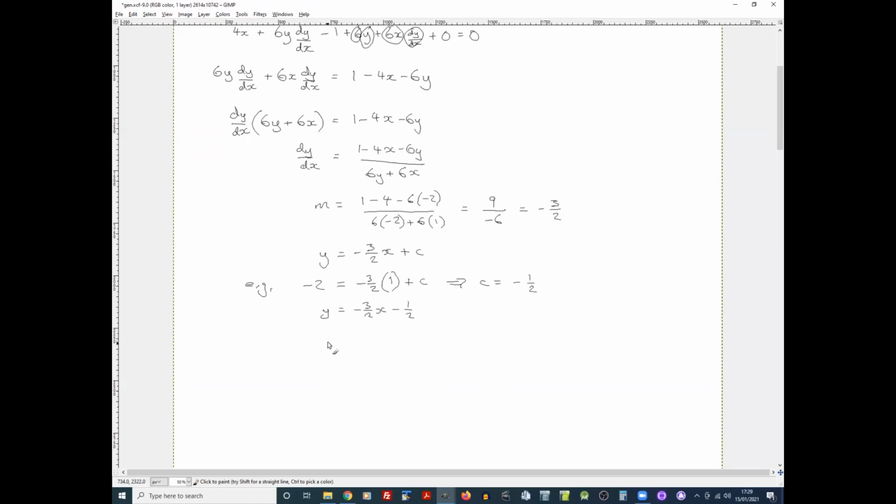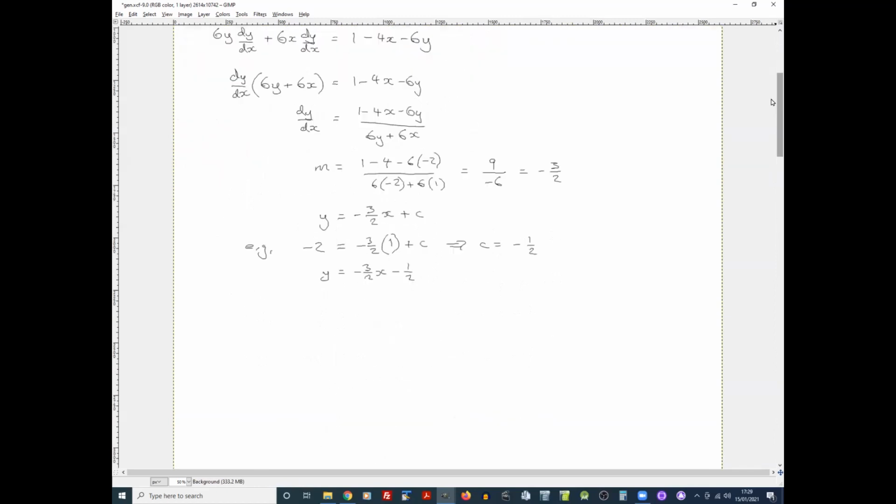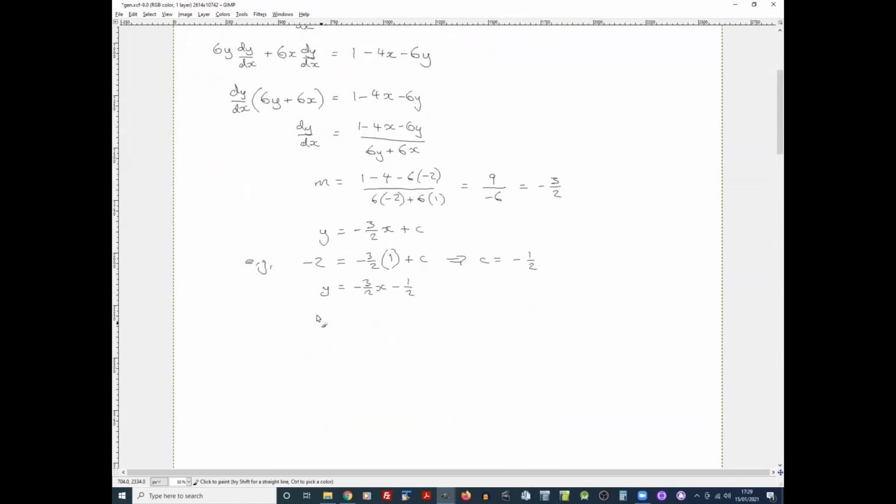Good. And then we just have to put it in their form: ax plus by plus c equals 0, where a, b, c are integers. So we just get rid of the fractions here. So times everything by 2. Absolutely. And then you get 0 on the right-hand side, and alphabetical order as well, I suppose. 3x plus 2y plus 1 equals 0. Excellent.